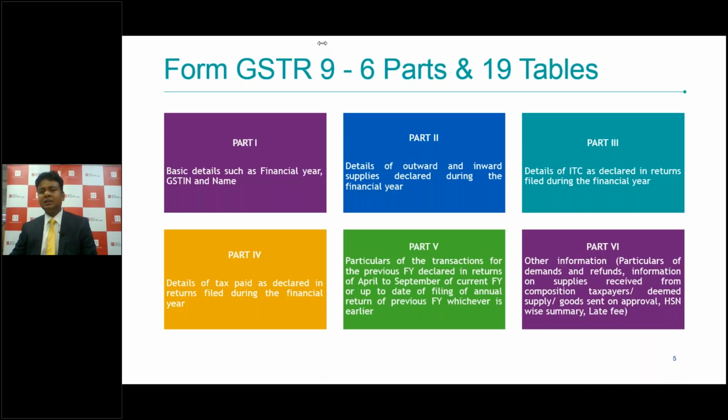Part 5 is the miscellaneous information, which is related to the demands, what supplies are received from the composition dealer, what are the deemed supplies, and a lot of other information which really doesn't impact the liability, so to speak. But the government will collect valuable information around this, and this is going to be used as part of a broader analytics to see, at each and every assessee or geography, how these interesting data points connect. We're going to talk more about it, but clearly it doesn't impact our liabilities as far as part 6 is concerned.